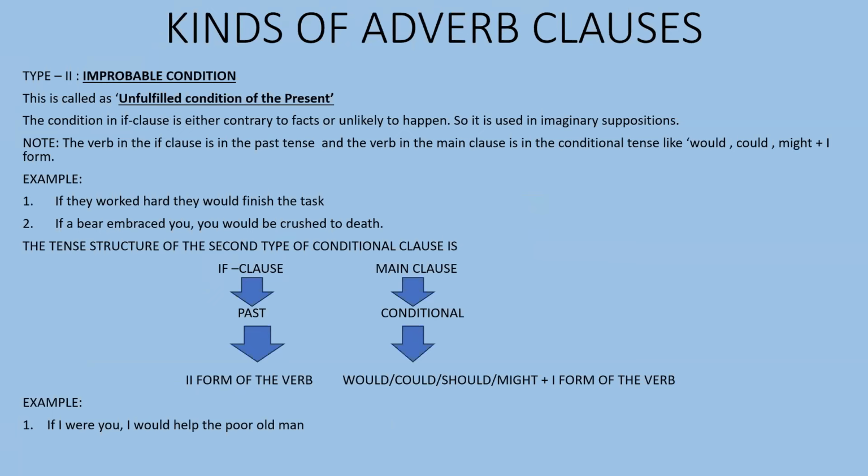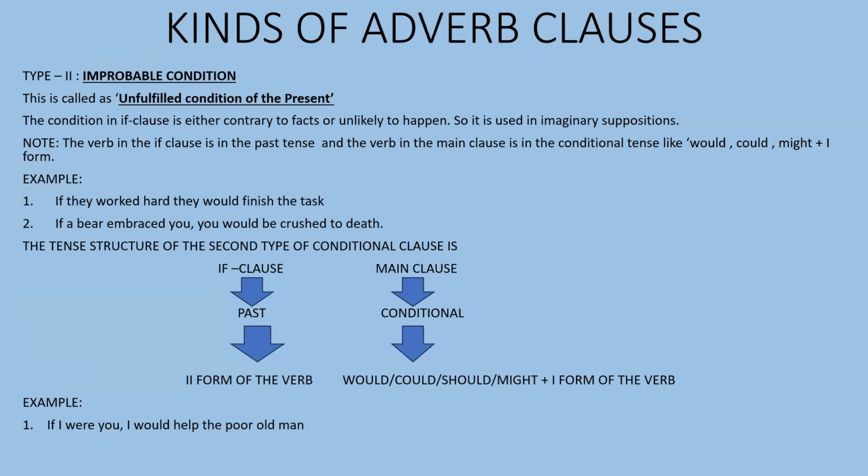Let's look into the improbable condition. This is called the unfulfilled condition of the present. The condition in the if clause is either contrary to facts or unlikely to happen. So it is used in imaginary suppositions. The verb in the if clause is in the past tense and the verb in the main clause is in the conditional tense, like would, could, might plus first form of the verb. If they worked hard, they would finish the task.